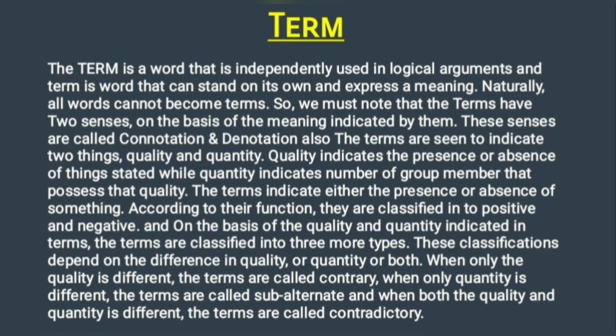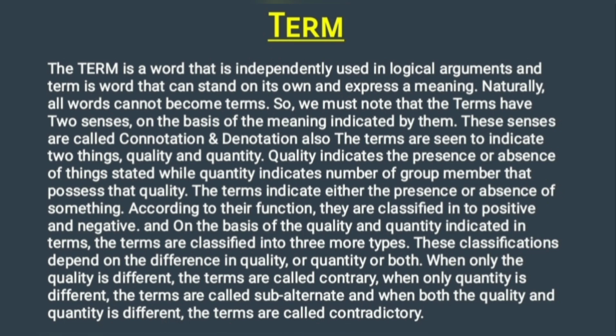So, we must note that terms have two senses, on the basis of the meaning indicated by them. These senses are called connotation and denotation. Also, terms are seen to indicate two things, quality and quantity. Quality indicates the presence or absence of things stated, while quantity indicates the number of group members that possess that quality.